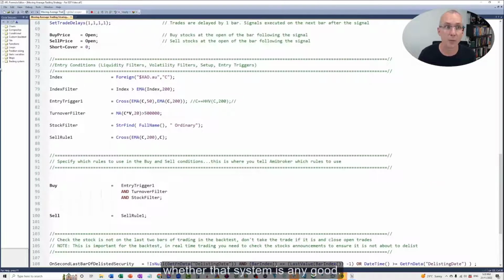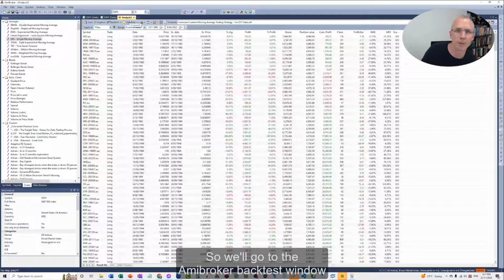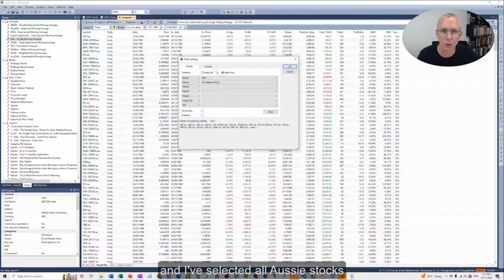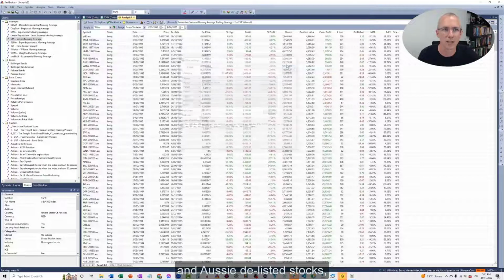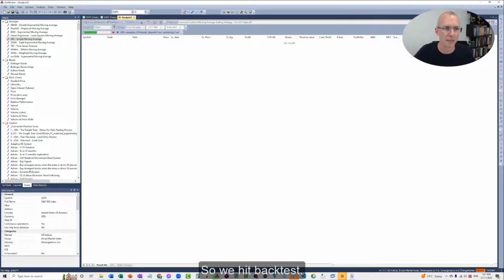Now let's have a look and see whether that system is any good. I'm going to send it to the AmiBroker analysis window. So we'll go to the AmiBroker backtest window, and I've selected all Aussie stocks and Aussie delisted stocks, and we're backtesting from 1990 to today. So we hit backtest.